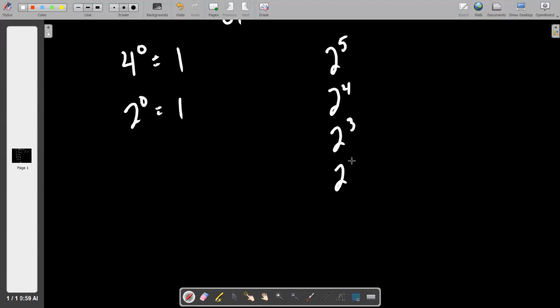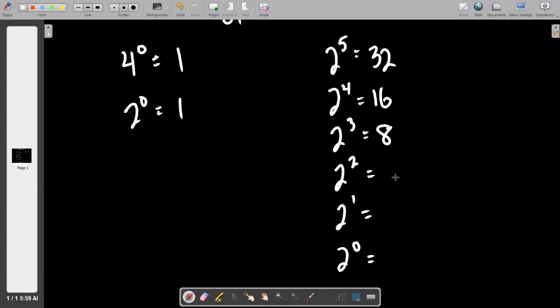This was the best explanation that I ever got, and I have considered it my duty to pass this on to the students that I meet. The moment I saw it, I went, I'll never wonder why that works again. So here it goes. What is 2 to the 5th? What is 2 to the 4th? What is 2 to the 3rd? What is 2 squared? What is 2 to the 1st?